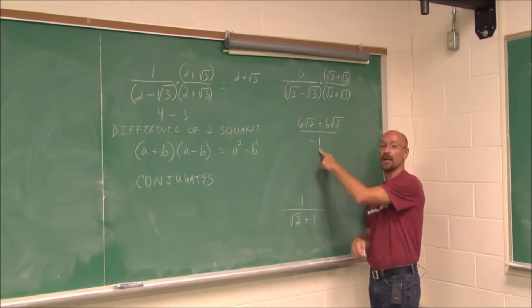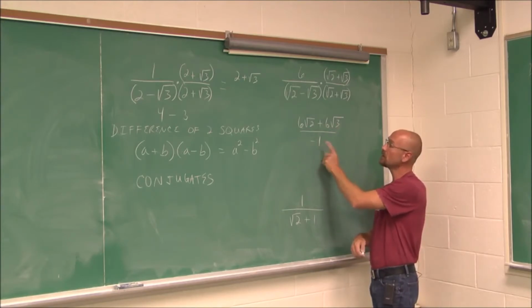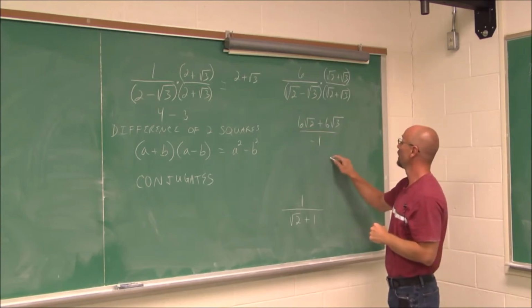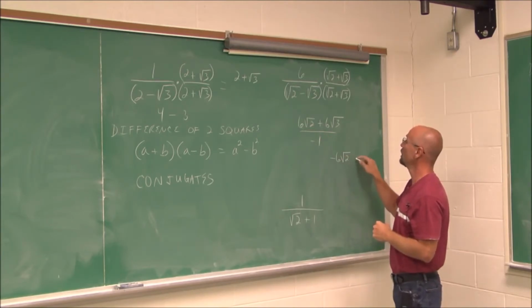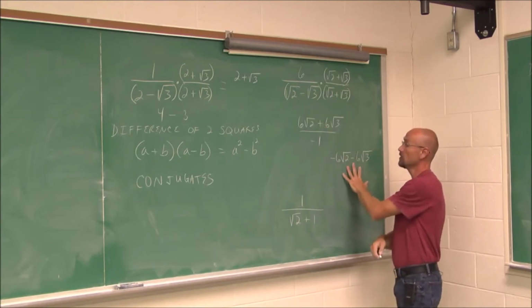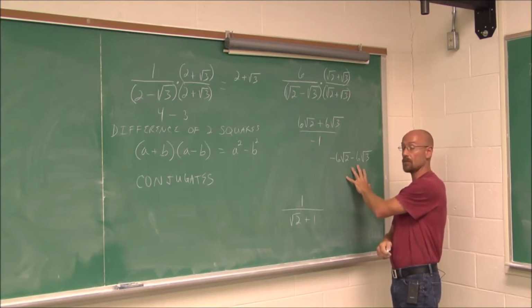But here there's a negative. Essentially, we can't leave a negative in the denominator. If I divide by a negative, it simply changes the sign. So this is negative 6 square root of 2. This would be negative 6 square root of 3. So we've simplified that. No more radical in a denominator.